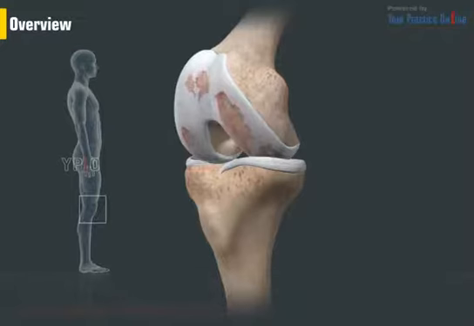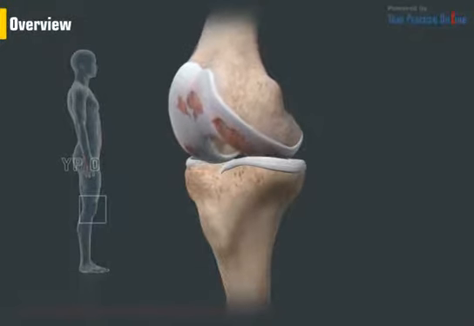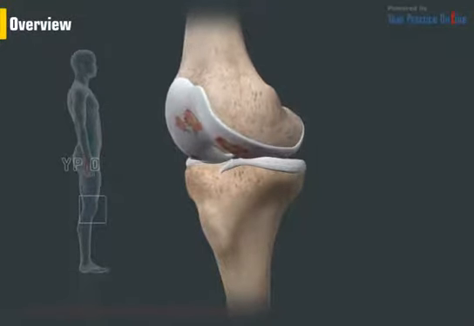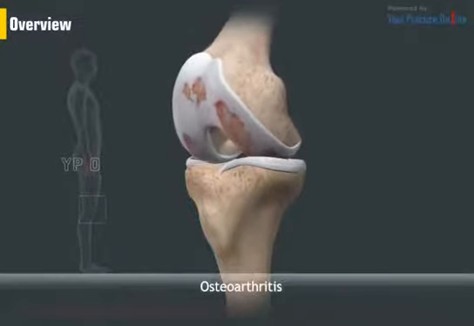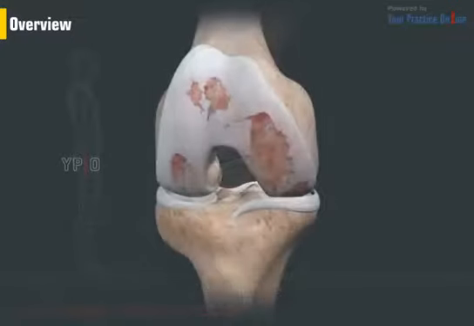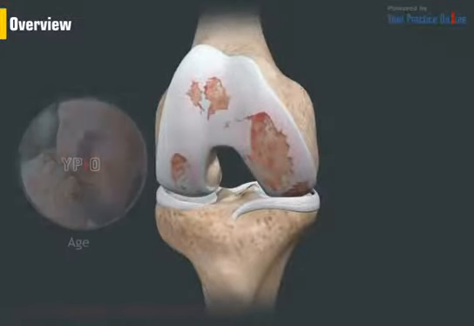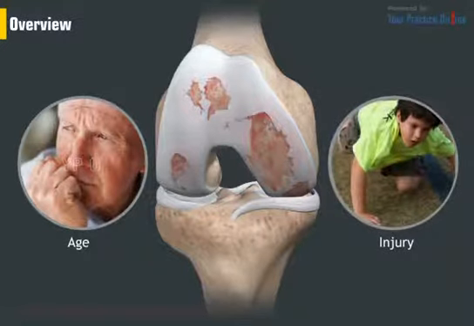When cartilage is damaged, it can cause painful movements and limited joint mobility and eventually progress to osteoarthritis. Cartilage damage can occur from normal wear and tear of the body's joints as we age, as well as from injury or other disease conditions.